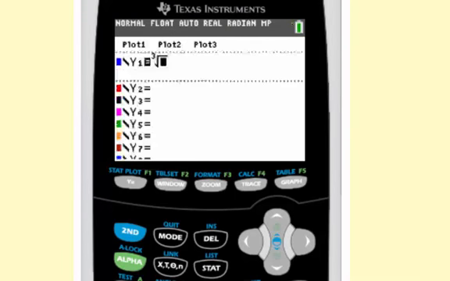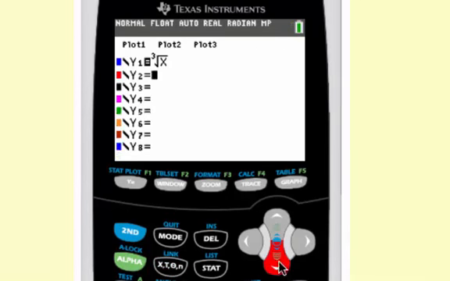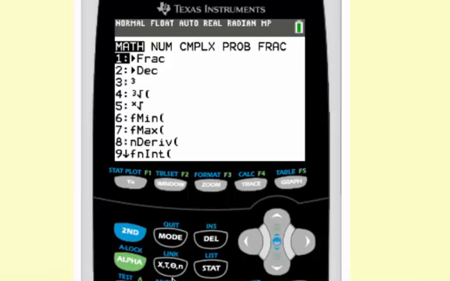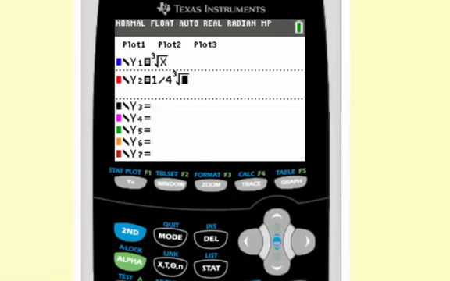So math 4 gives us a cube root of x. Now down to y2, I'm going to graph the translated function. Now on y2, I'm going to graph g of x. So 1 divided by 4. Then math 4 gives a cube root. And we'll put x. Then right arrow to get out of the cube root sign, and then plus 4. Let's look at the graph.